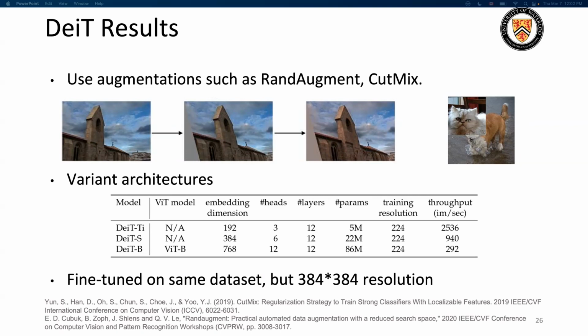They also introduced variant architectures based on the number of heads and the number of layers, and their embedding dimensions are different. DeiT-B, the one that you see here, has an architecture similar to ViT. They also mentioned that in some results that we'll see, they fine-tuned the model on the same dataset, but they changed the resolution of the pictures to 384.